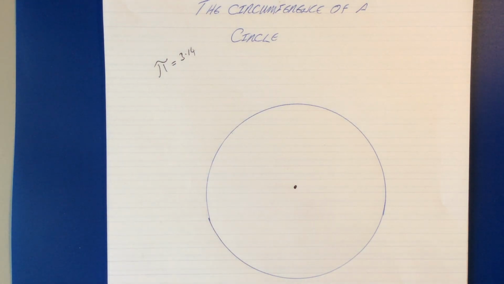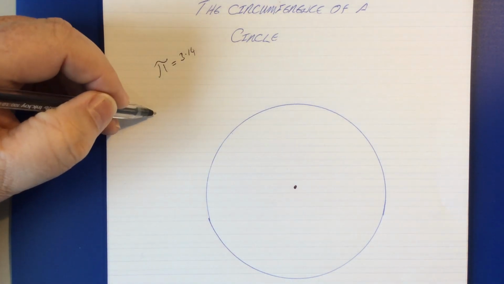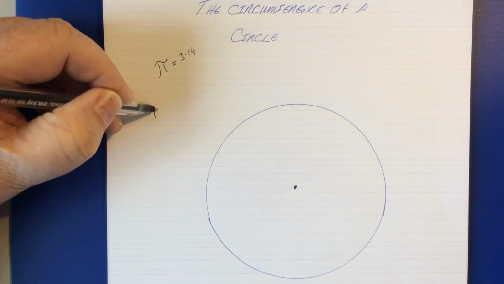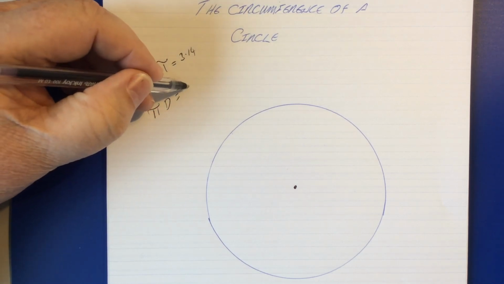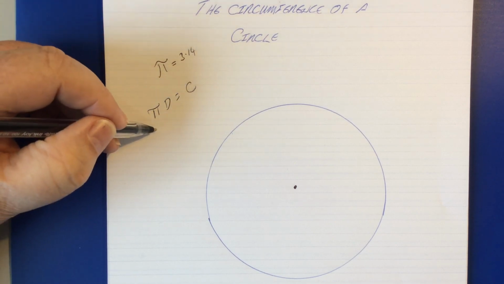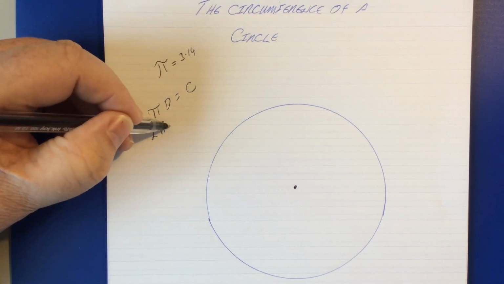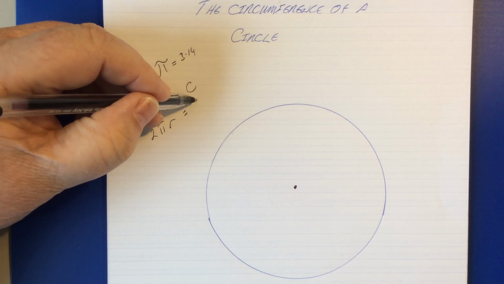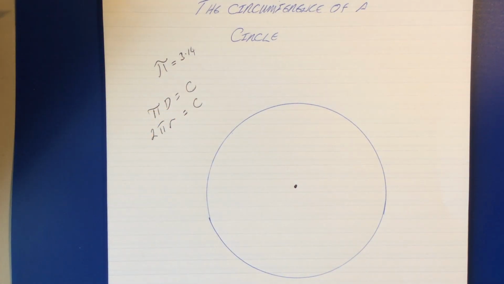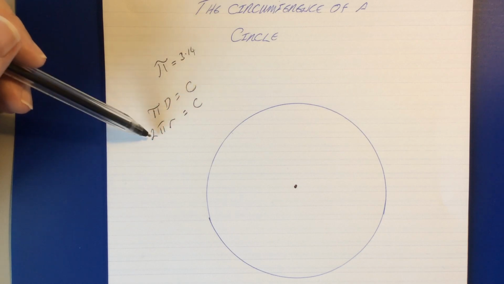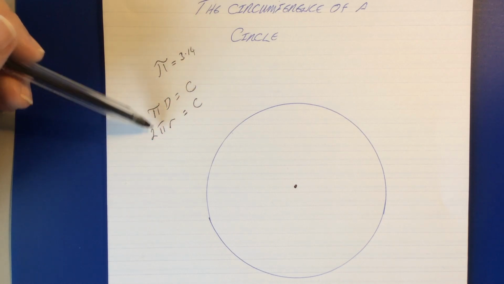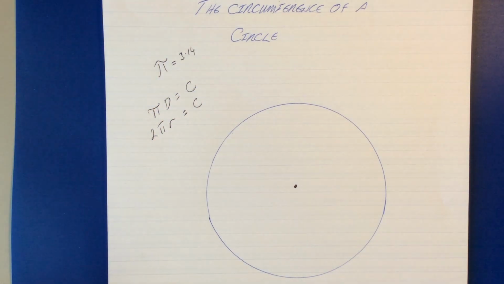Now, there's a formula for finding the circumference of a circle, and it is pi d. We'll use c for circumference, or 2 pi r. When I say it is, they're both valid. I don't care which one you use. Whichever one you use will be dictated by the circumstances.